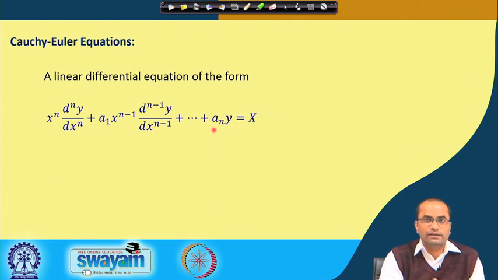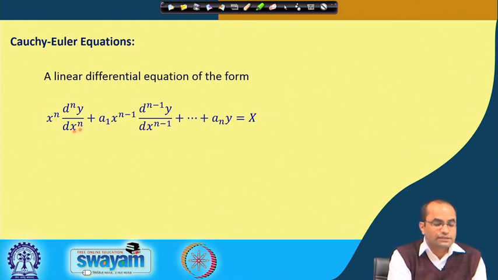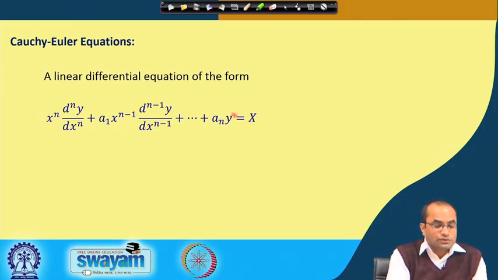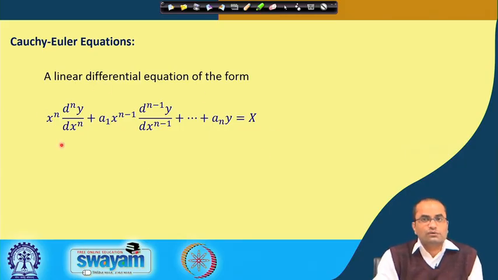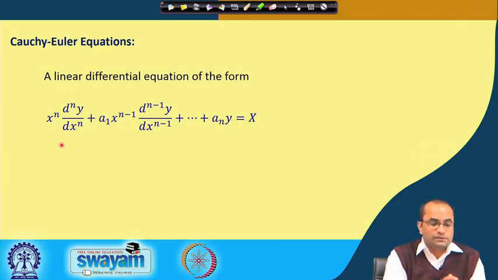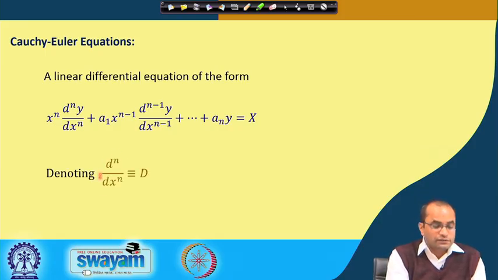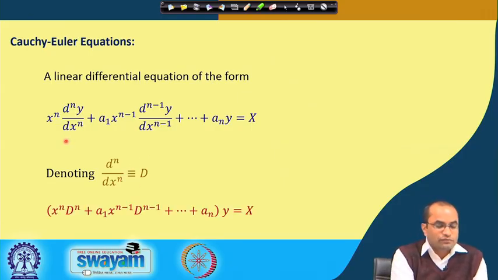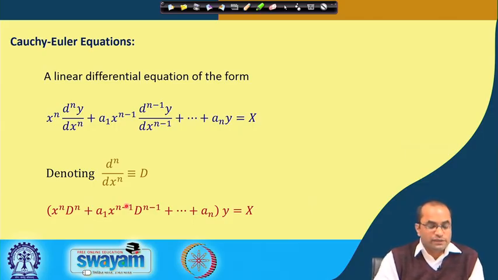So, a 1, a 2, a n, they are constant, but together with them we have x power n minus 1 and x power n minus 2 and so on. So, we will today look into how to solve such equations when we have non constants as the coefficients of these derivative terms. Denoting the nth derivative by this operator D, which we usually do, we can write down this equation in this form: x power n D n, and then a 1 x power n minus 1 and this operator D n minus 1 operated on y is equal to x.